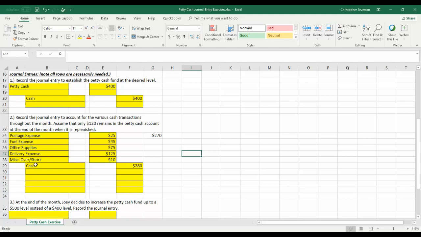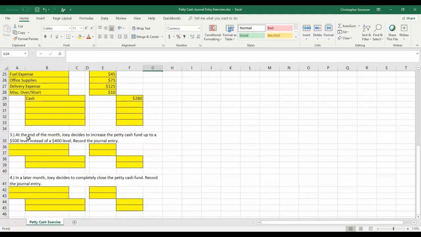Now we have our $280. Now this account, when it's on the debit side, acts kind of like a miscellaneous expense account. When it's on the credit side, about the closest thing you can call it is a miscellaneous revenue. But really, we don't expect this account to be too large on either side. And if it is, then we have a control issue. But that's outside of this particular discussion. For now, we're just looking at the journal entries.